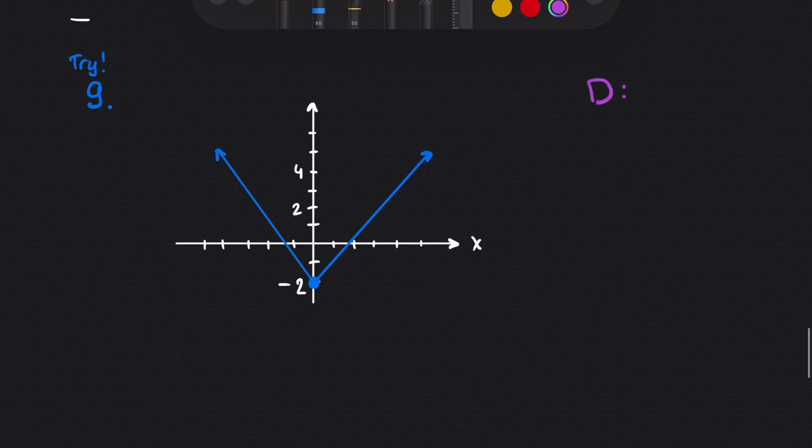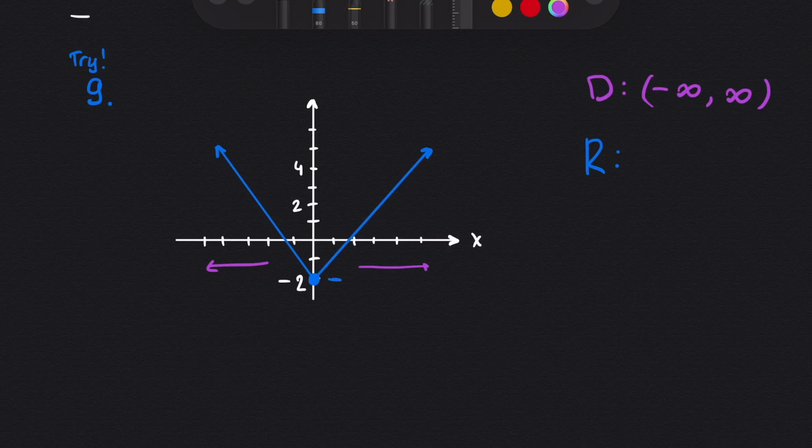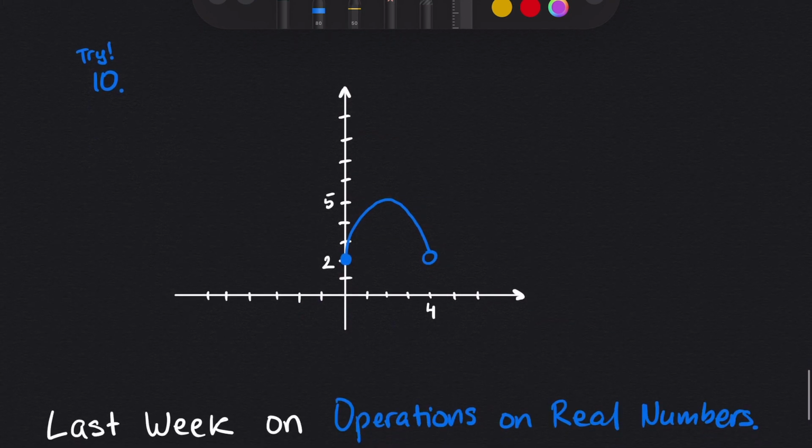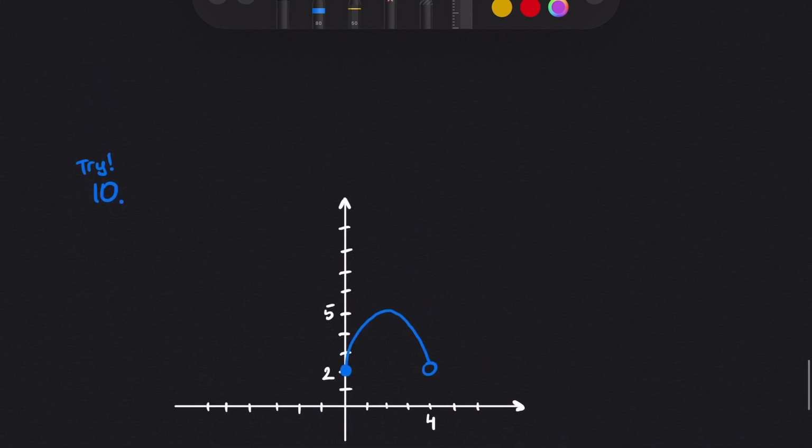Okay. We have domain negative infinity to positive infinity. Because when we look at the x values, it keeps going to both sides, and it includes every x on the number line on a graph. The range starts from -2, included, and it keeps going, keeps increasing, so we put infinity. Example number 10. Try this one on your own. I'm sure you can do this.